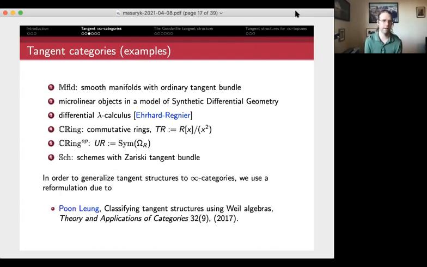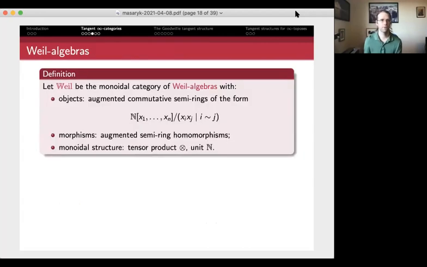Fortunately, there's a different description of the definition of tangent category due to Leung, and this one turns out to be much more convenient for extending to infinity categories. So let me tell you about this other definition, which uses Weil algebras. The fundamental ingredient in Leung's characterization of tangent category is a monoidal category of Weil algebras. Weil algebras in general is a much more general term, covering a much wider collection of rings or semi-rings than the ones I'm describing here, but this is the category that turned out to be important for Leung's definition.